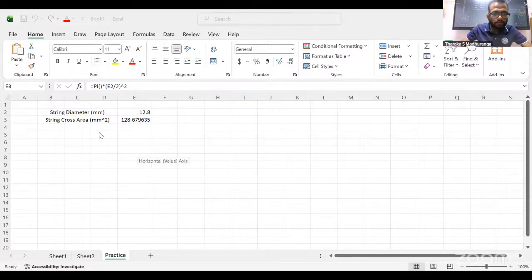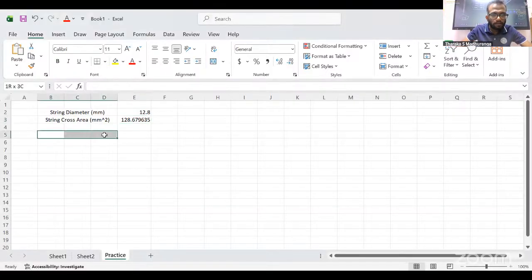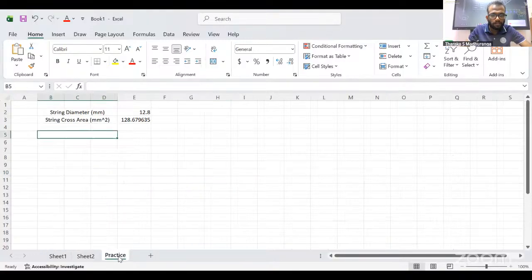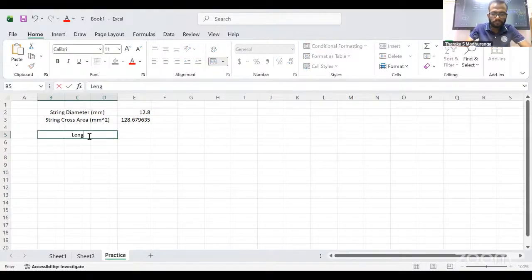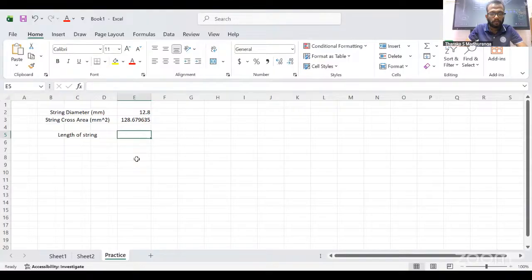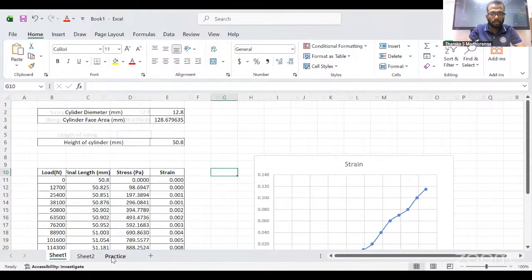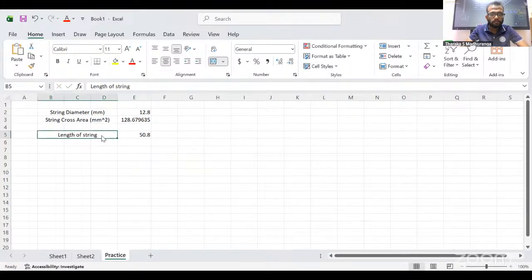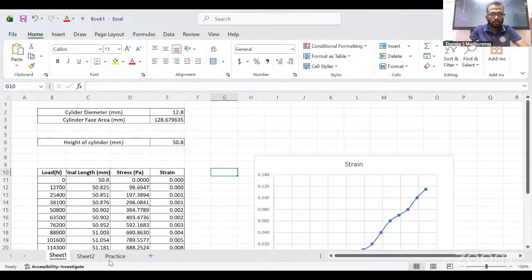Then again I get merge and center. Then I will type here the height of the cylinder, meaning the initial length, right? The length of the string, the value 50.8. 50.8 millimeter, right? That one was in millimeter.